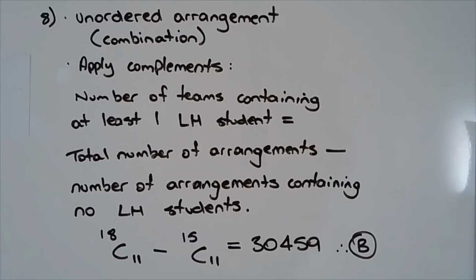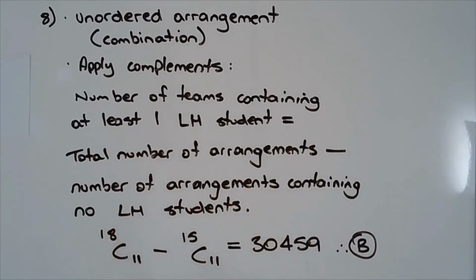Firstly, this is an unordered arrangement, so combinations will be used, not permutations. Next, we'll consider the use of complements to determine the number of teams containing at least 1 left-hand student. And the complement of at least 1 left-hand student is no left-hand students. So the number of teams containing at least 1 left-hand student equals the total number of arrangements minus the number of arrangements containing no left-hand students.